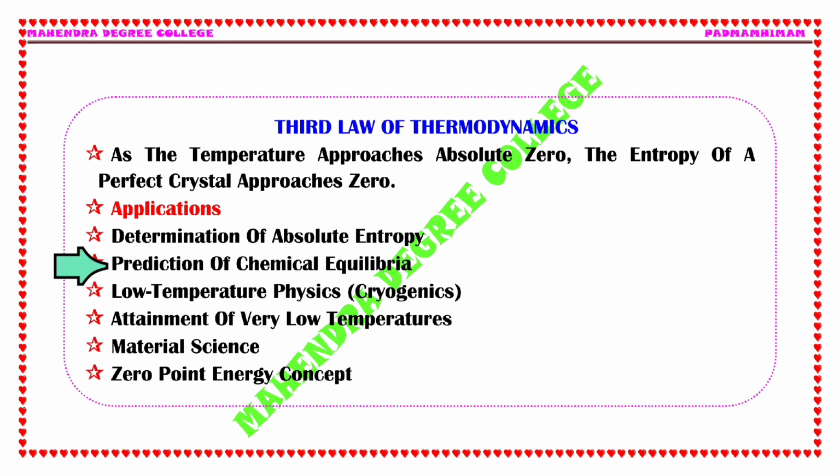Second one, prediction of chemical equilibria. Using absolute entropy values, we can calculate Gibbs free energy, that is delta G. This helps in predicting whether a chemical reaction will be spontaneous or not.